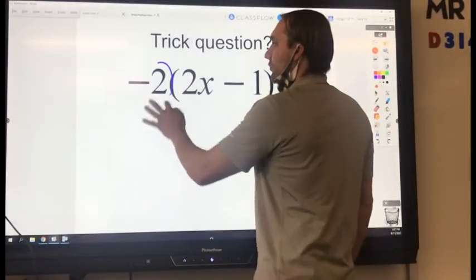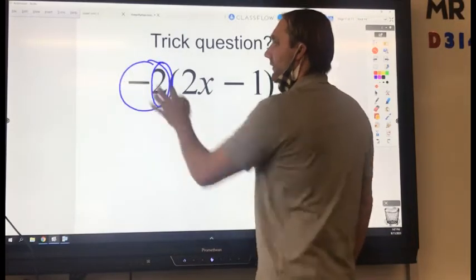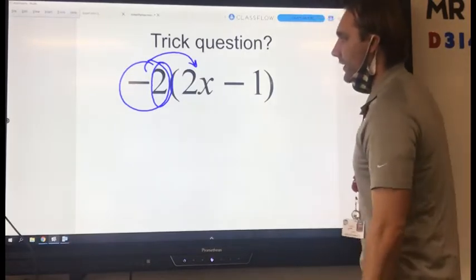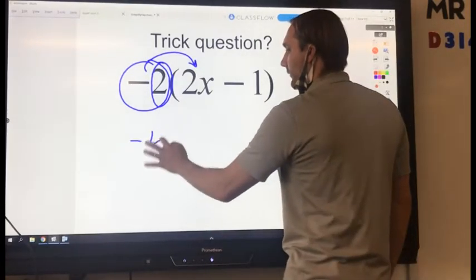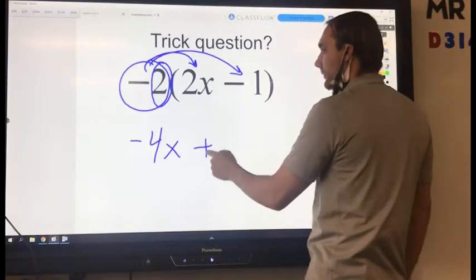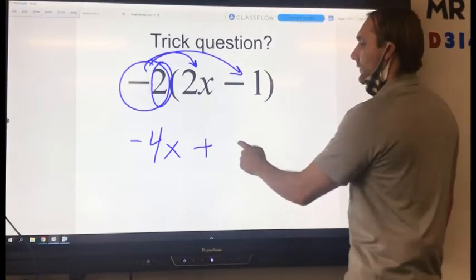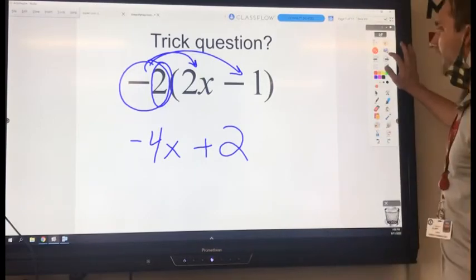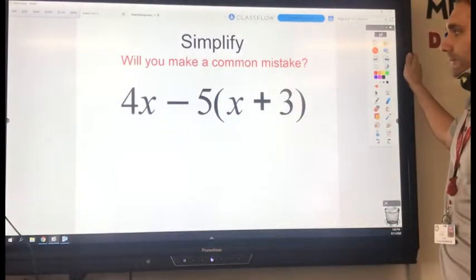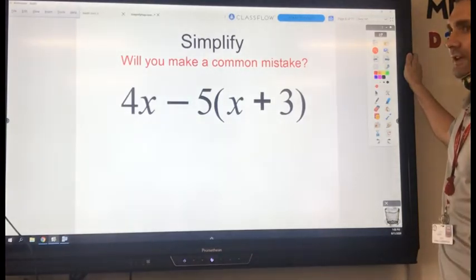Do you distribute this 2 or this negative 2? The negative 2. So that's negative 2 times 2x, which is negative 4x. And negative 2 times negative 1, which is? 2 negatives makes a positive 2. Now I asked you, this is the same problem, but I just added a 4x in front. What about that 5? Do you distribute the 5 or the negative 5?